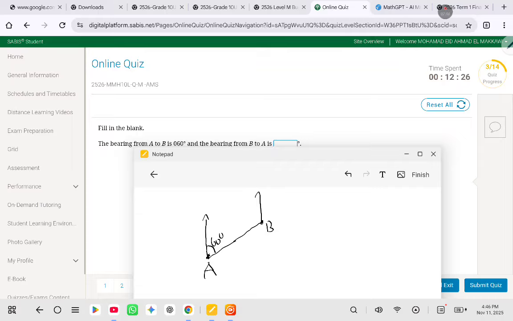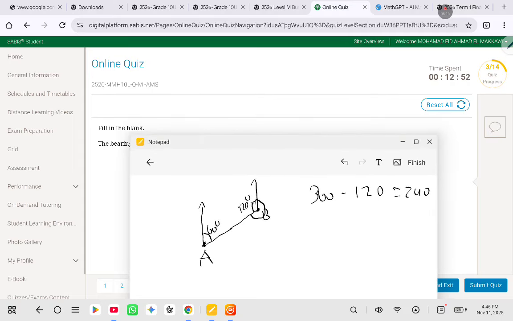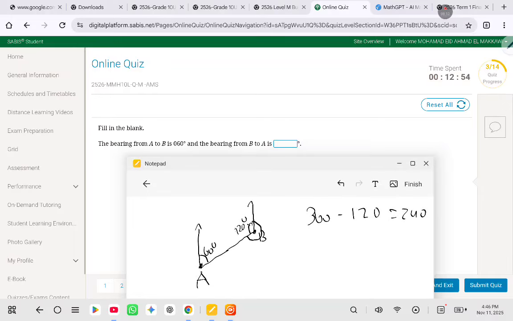They said A to B is 60 degrees, so this is 60 degrees. This, guys, is a supplementary line. A to B is supplementary, so it's 180 minus 60, which is 120, right? They're asking from B to A, which is all of this right here. We know that this part of the circle is 120, so we just do 360 minus 120, and we get 240.